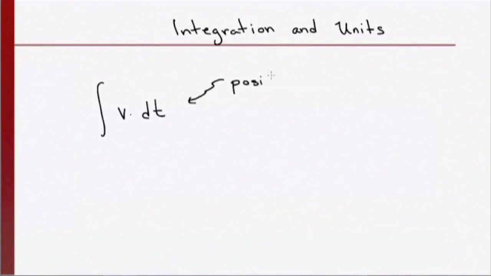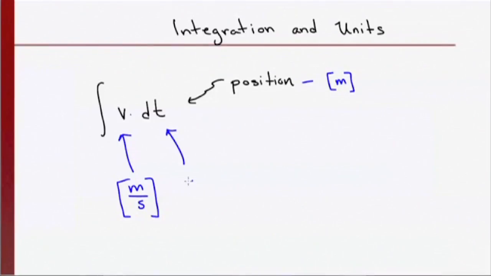We know physically that this is position, which has units of meters. Unit analysis also makes this clear, because v has units of meters per second, and dt has units of seconds. So when we multiply, the seconds cancel, and we end up with units of meters.